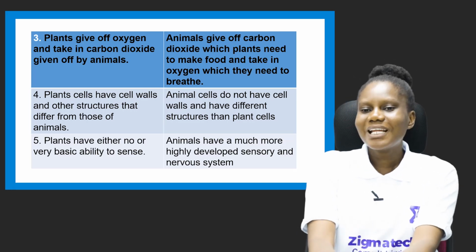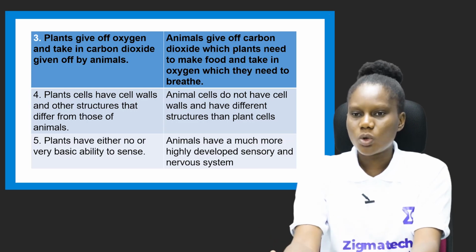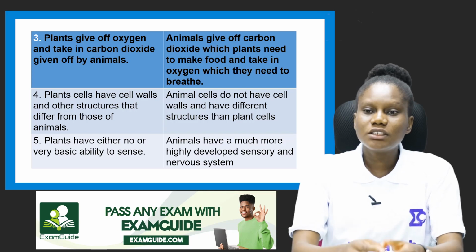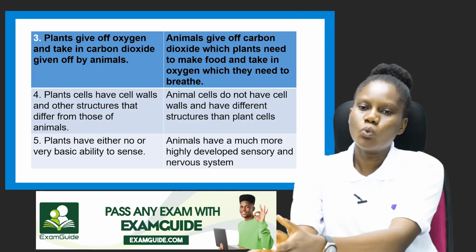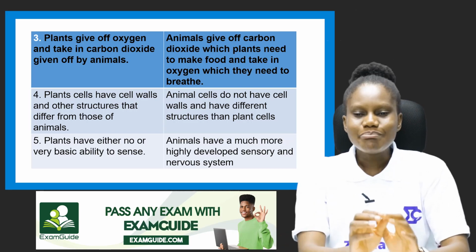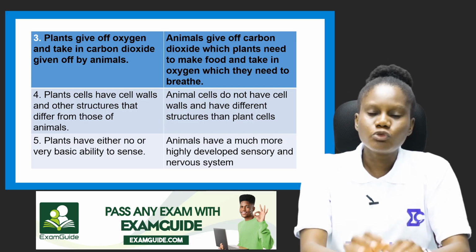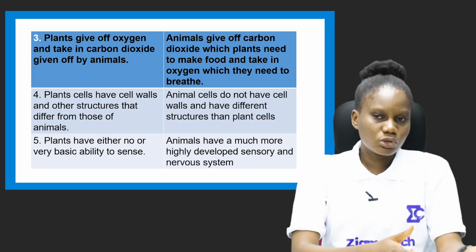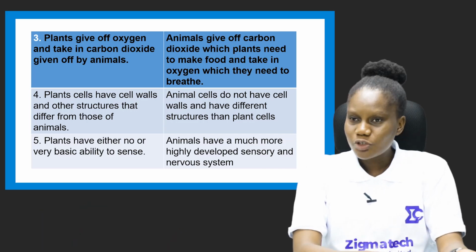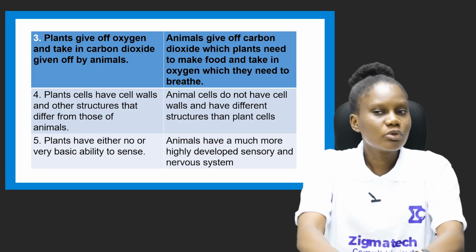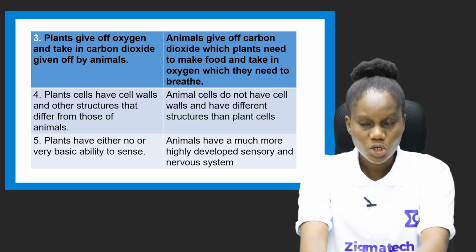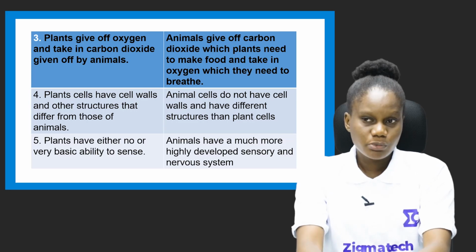Number 4 is plant cells have cell walls. Plants have cell walls and other structures that differ from those of animals, but animals don't have cell walls. All living things possess cells. If you remember when I talked about the properties of living things, I said all living things possess cells.